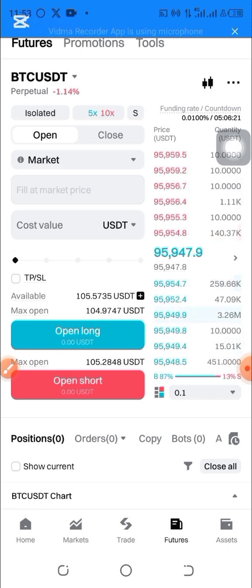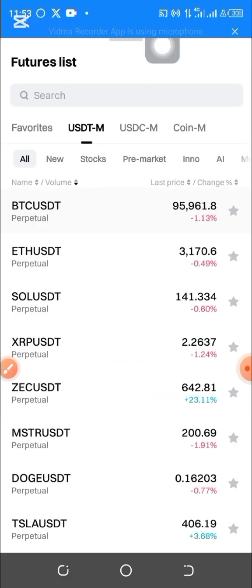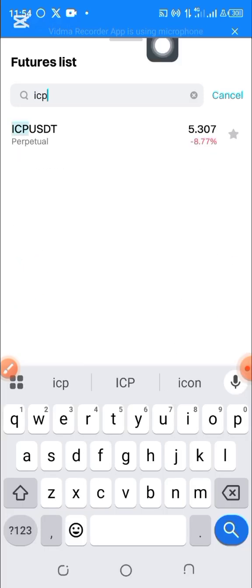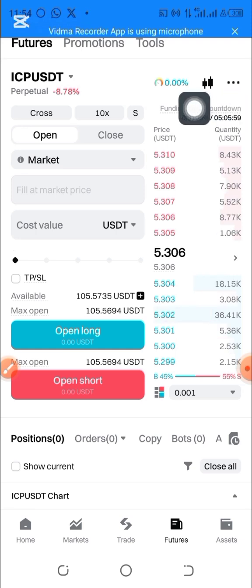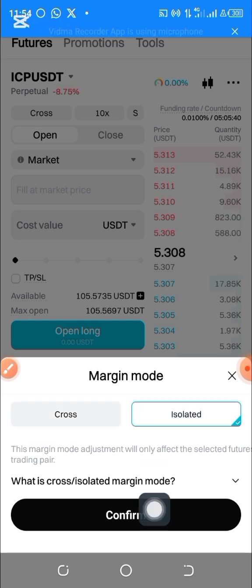So this one is Bitget Exchange, and here I want to trade a coin. Let me select a coin from this place. I click here. Let me select Internet Computer, that is ICP. Alright, I've selected it. I want to put it under isolated mode. I've explained the difference between cross and isolated mode in my previous video. Go and watch it to understand their differences. So I'm picking isolated here, then confirm.